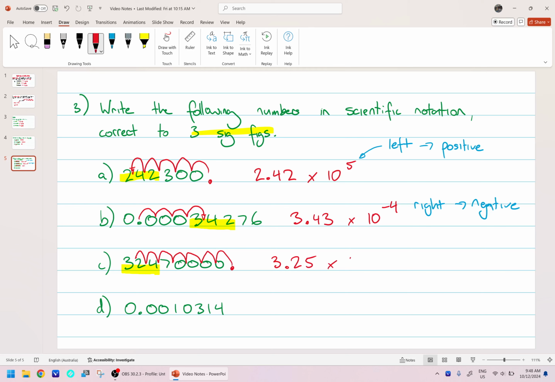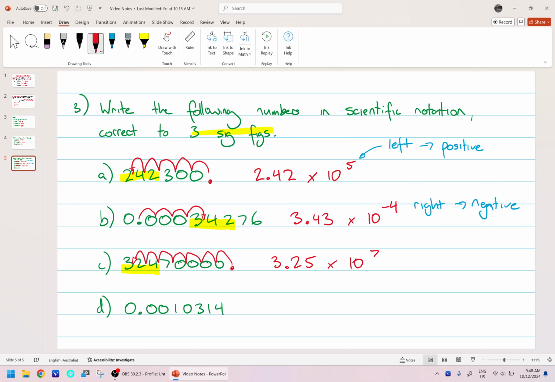So we're going to have 3.25 times 10 to the power of, and I can't remember, so 1, 2, 3, 4, 5, 6, 7. So I've moved that decimal point 7 places to the left. And as we said, we moved the decimal point to the left, so it's going to be positive, so 10 to the power of 7.